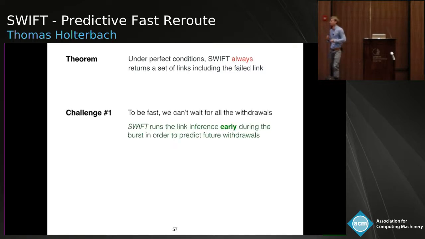There are some challenges, though. The first challenge is that we want to be fast. So we cannot wait for the end of the burst before we trigger the fast reroute process. To solve this challenge, we configure Swift to run the prediction very early during the burst, so that we can predict the burst.